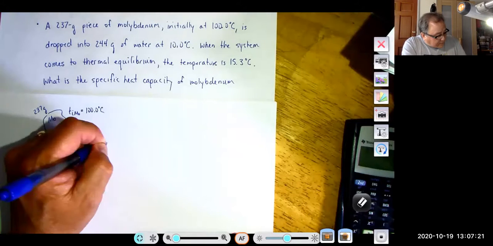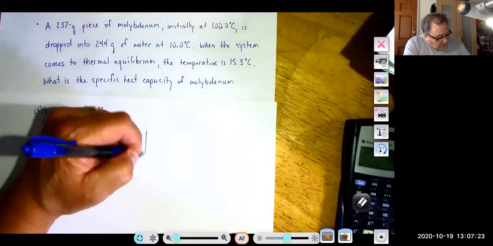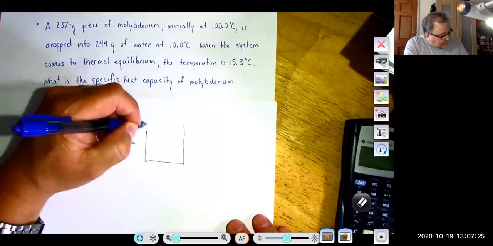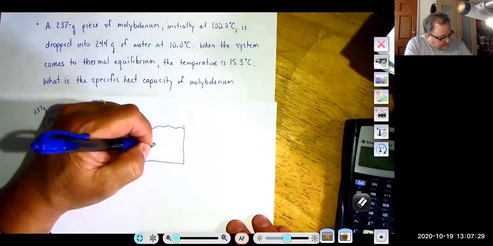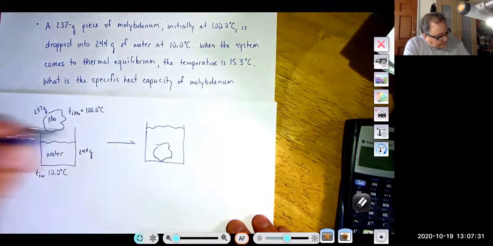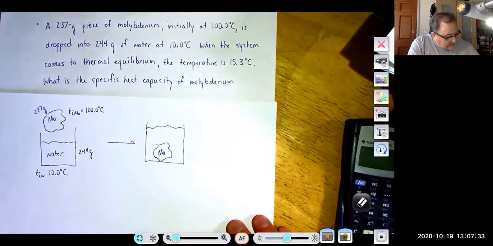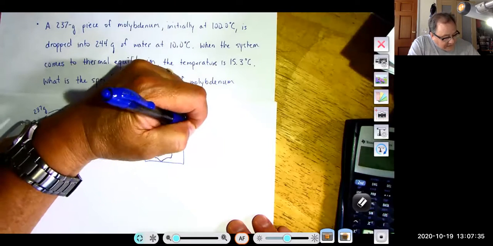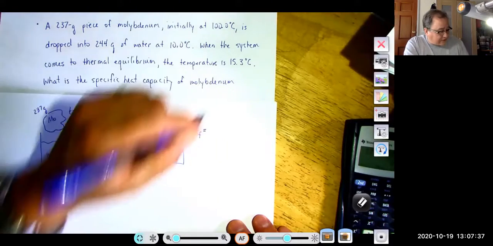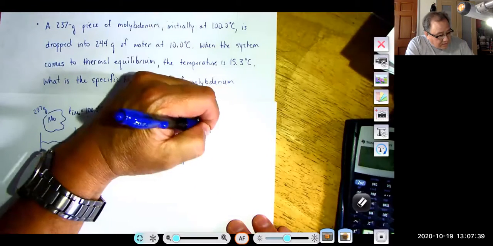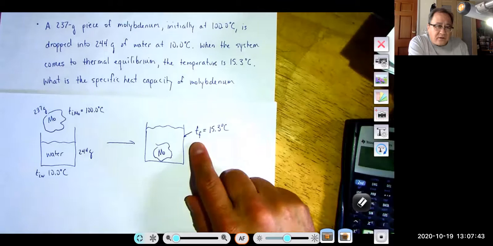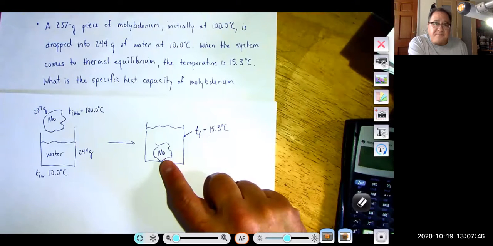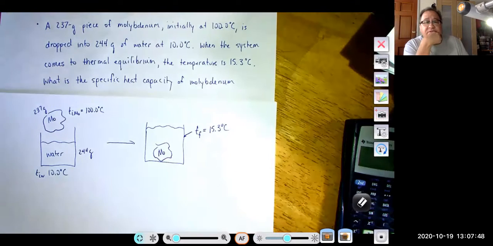Now we're going to put the molybdenum in the water. So naturally, it's going to make the surface of the water rise. And here's the molybdenum. And here, T final, they tell us is 15.3 degrees Celsius. So is this the final temp of the water, the final temp of the molybdenum, or both?